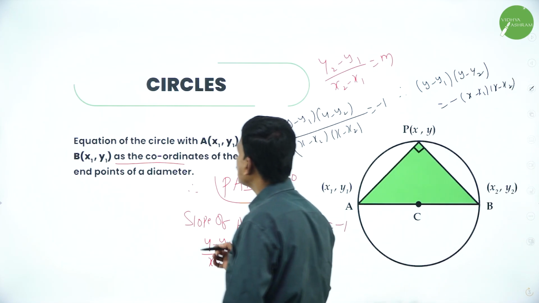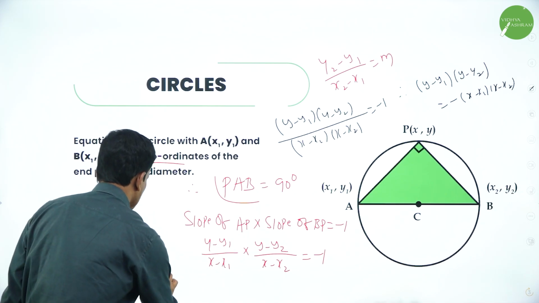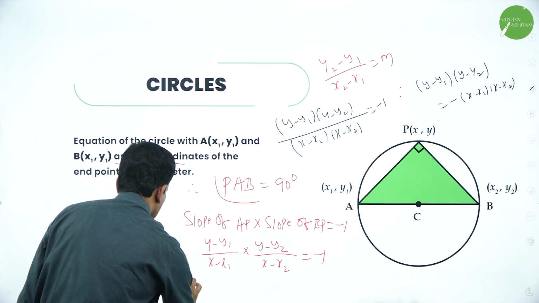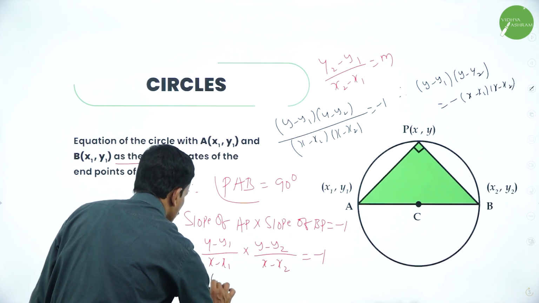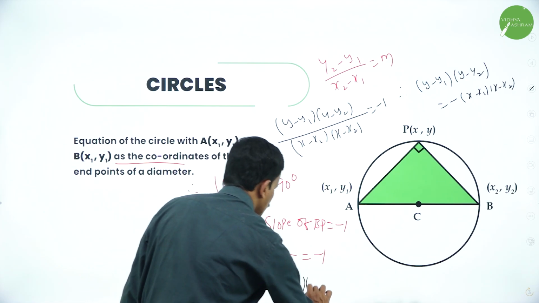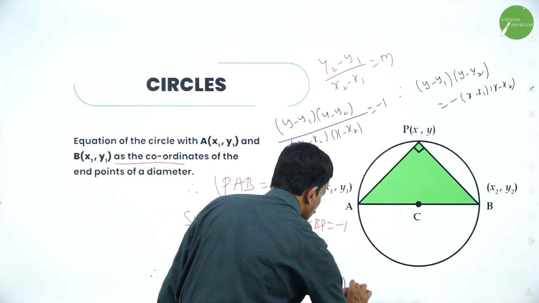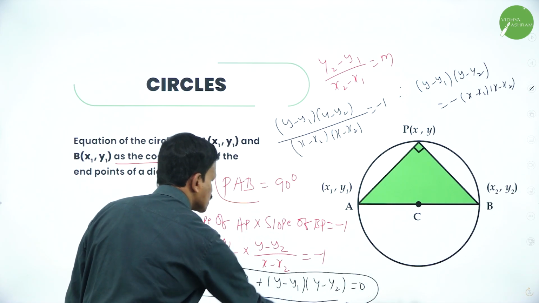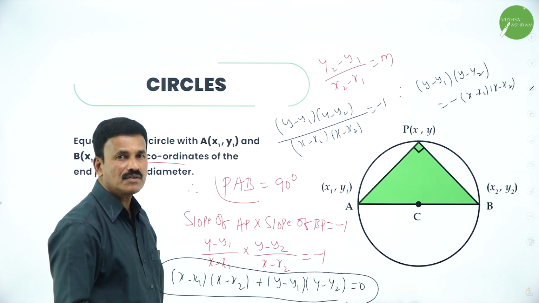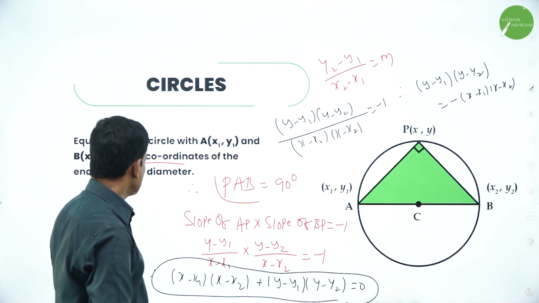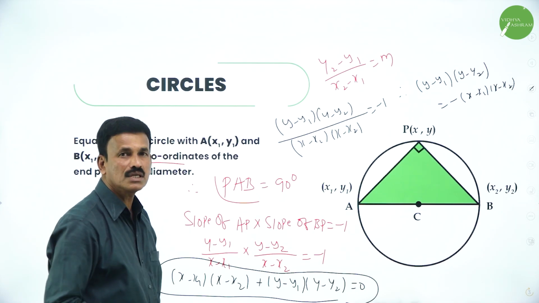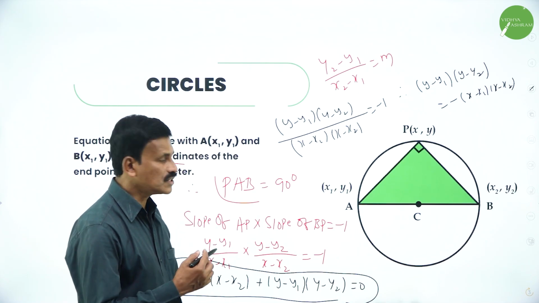Transfer to the left hand side. So therefore the required equation of the circle is x minus x1 into x minus x2 plus y minus y1 into y minus y2 is equal to 0. So the equation of a circle passing through (x1, y1) and (x2, y2) as the ends of diameter is x minus x1 into x minus x2 plus y minus y1 into y minus y2 is equal to 0. That's it. So this is the required equation of a circle.